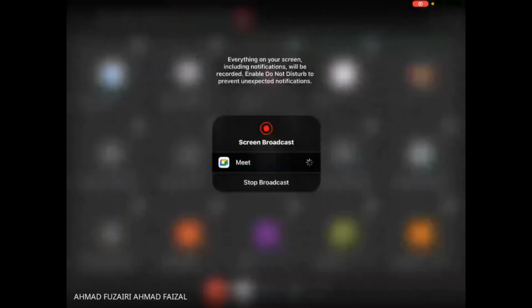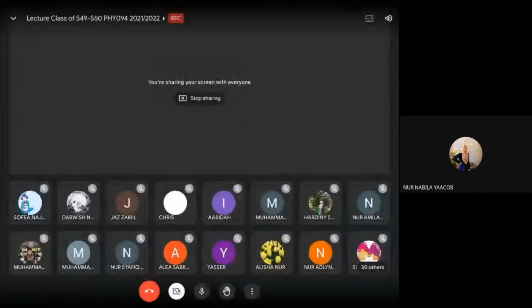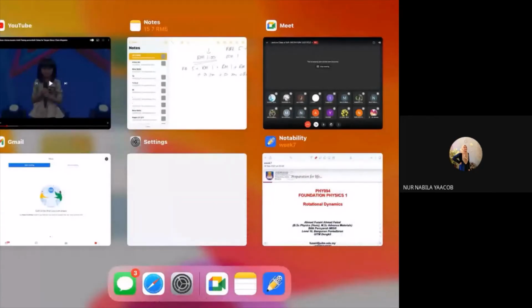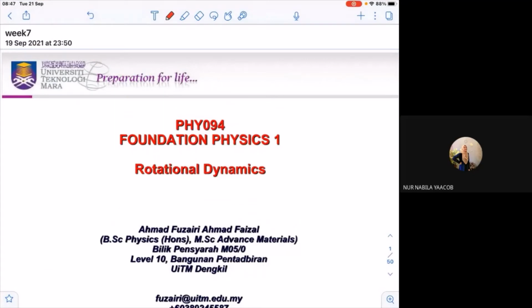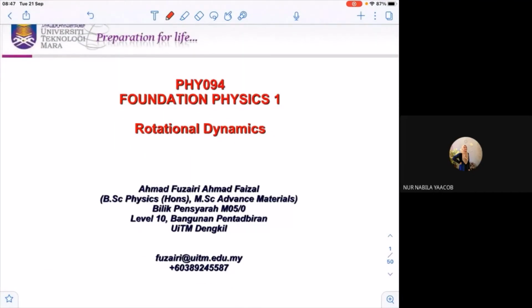Okay, so let's continue on the next topic. Let me share the slide. The next topic will be rotational dynamics. Before this, we learned about rotational kinematics, that means motion, of everything that moves in rotation, which is circular motion.